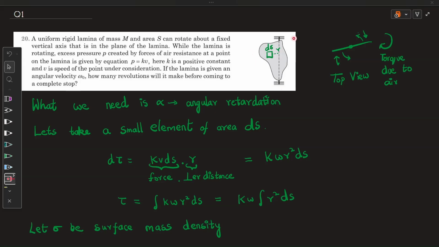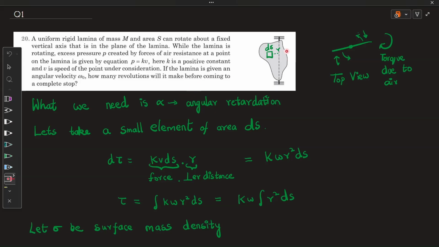So this lamina is of some random shape. You can't take vertical or horizontal elements dx because that becomes complex. So I'm just taking a small element of area ds. First, what are they asking? How many revolutions will it make before it completely stops? Correct. And it's given an initial angular velocity of omega naught. So we need the angular retardation created by this air resistance force.